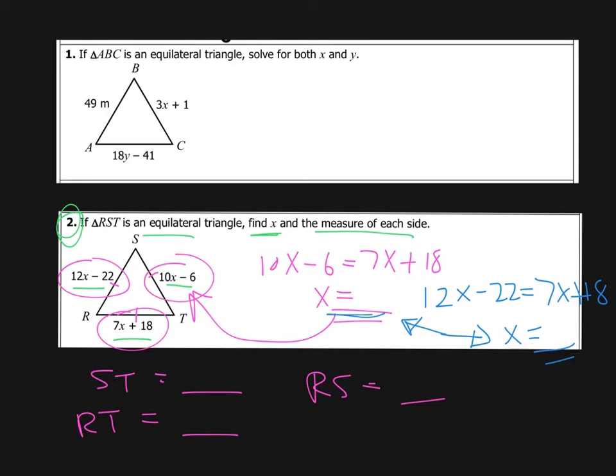Once you get the value of x, substitute it back into the expressions for all three to get the measure of each side. So you're going to have to finish numbers 1 and 2, and then, of course, at the end of the video, check in with me. Press pause and solve those now. Feel free to come and ask questions if you're stuck.